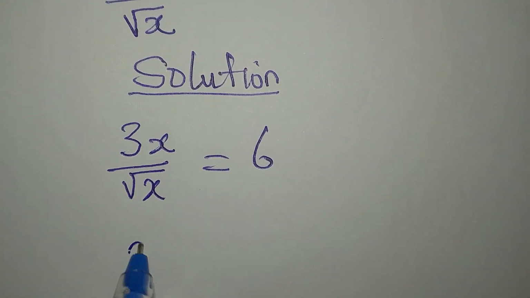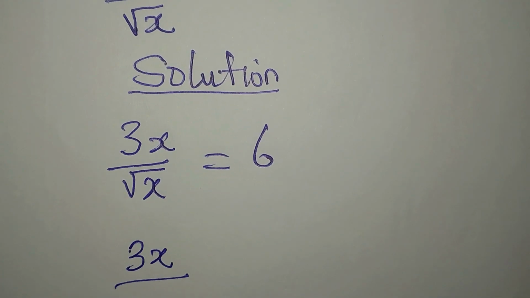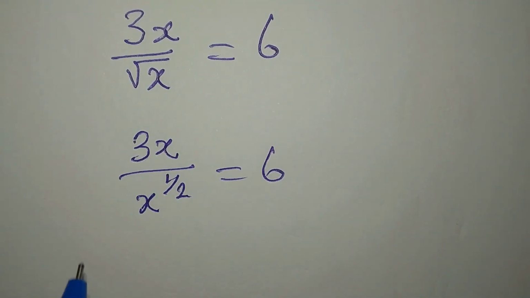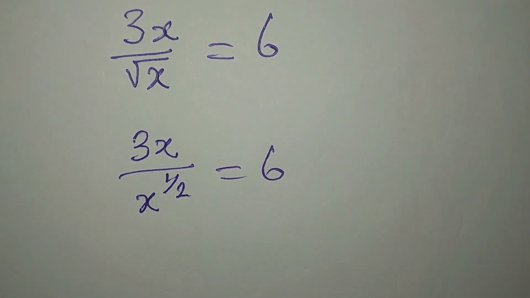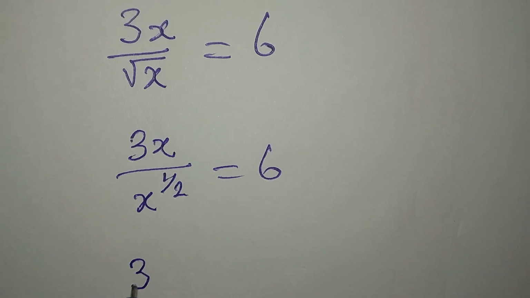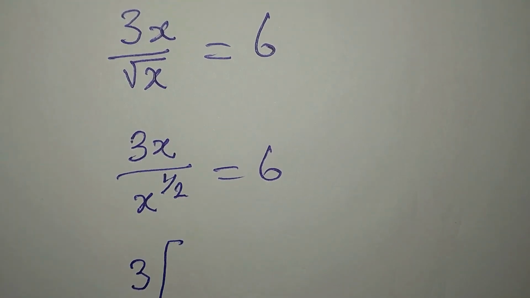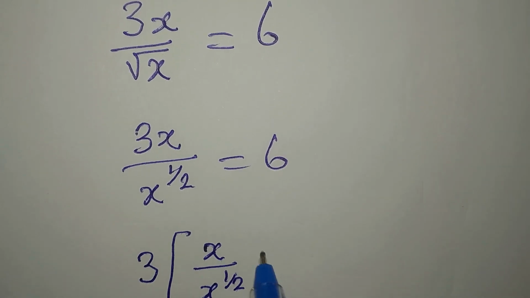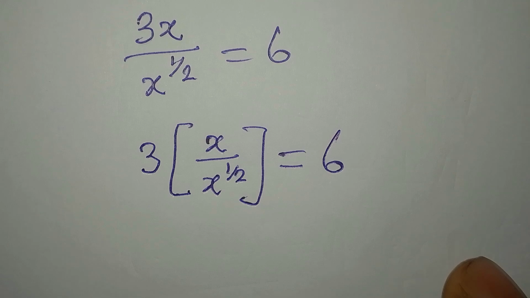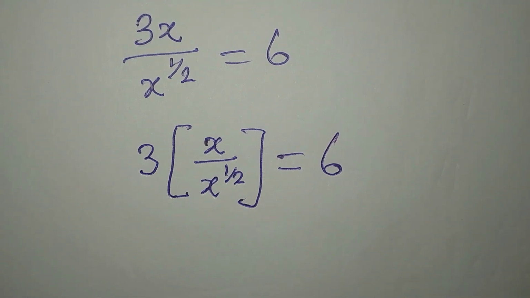This means you have 3x over x to the power of 1 over 2 equals 6, because square root of x is the same thing as x to the power of 1 over 2. Then you can also simplify what you have here to 3, then you have x over x to the power of 1 over 2. Then everything is equal to 6, right? Then what again can I do? I will apply one of the rules of indices.